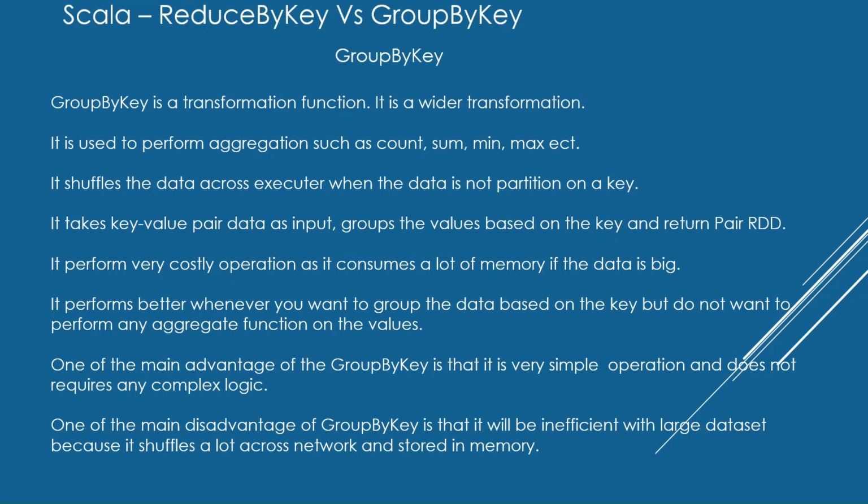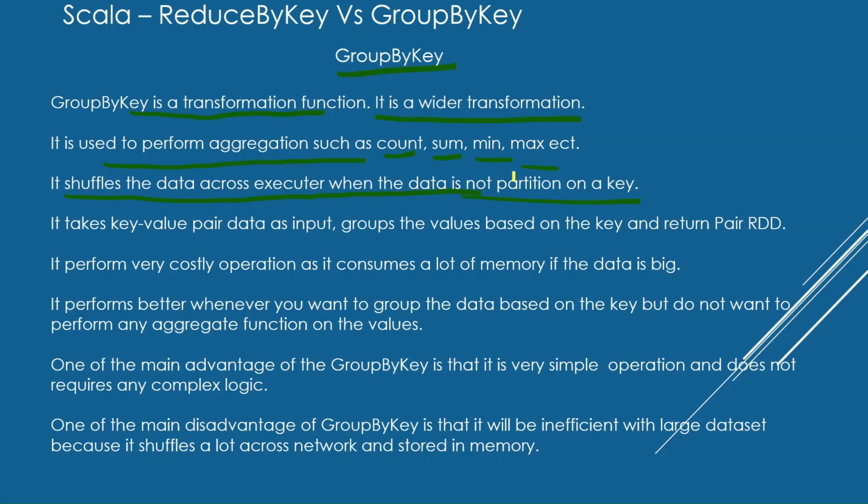Let's talk about groupByKey. groupByKey is also a transformation function, and it is a wider transformation. Whenever we want to do any kind of transformation, we can use the groupByKey function. It is a wider transformation, meaning the data will be shuffled across different executors. It is used to perform aggregations such as count, sum, mean, max, etc. It shuffles the data across different executors when the data is not partitioned on the key.